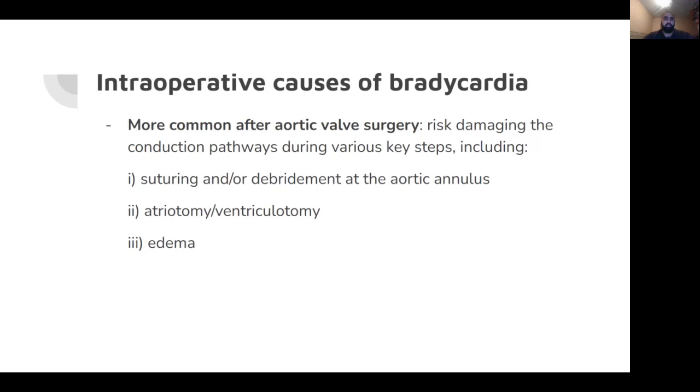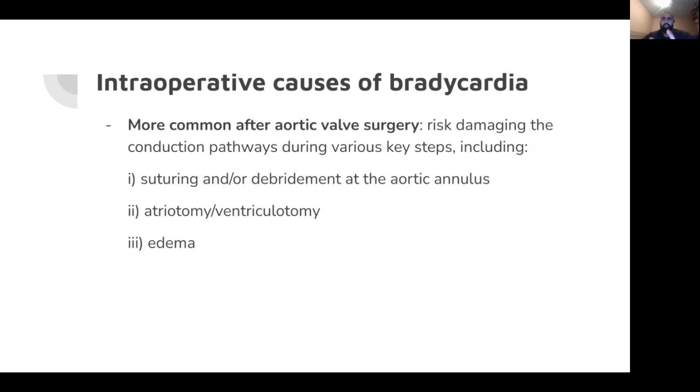annulus of the aortic valve is in a very similar plane to the atrioventricular node, the AV node. And therefore, if you were to catch the AV node, or just generally the conduction system, when putting stitches into the annulus, then you would risk damaging the conduction pathway.